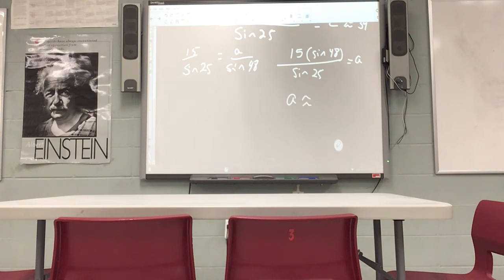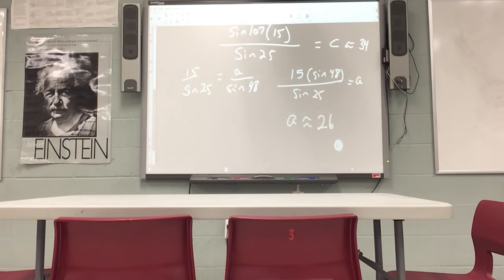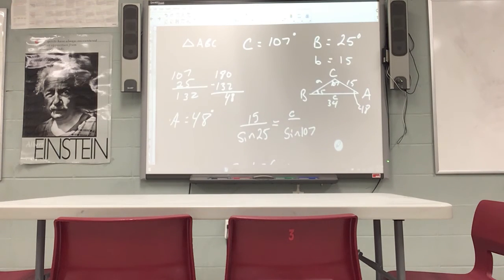26.4. Okay, we went whole number on the other one, so let's go whole number on this one. 26.4 or about 26 is correct. So, we were given two angles and a side. And then we found the third angle and the other two sides. So we've solved that entire triangle.